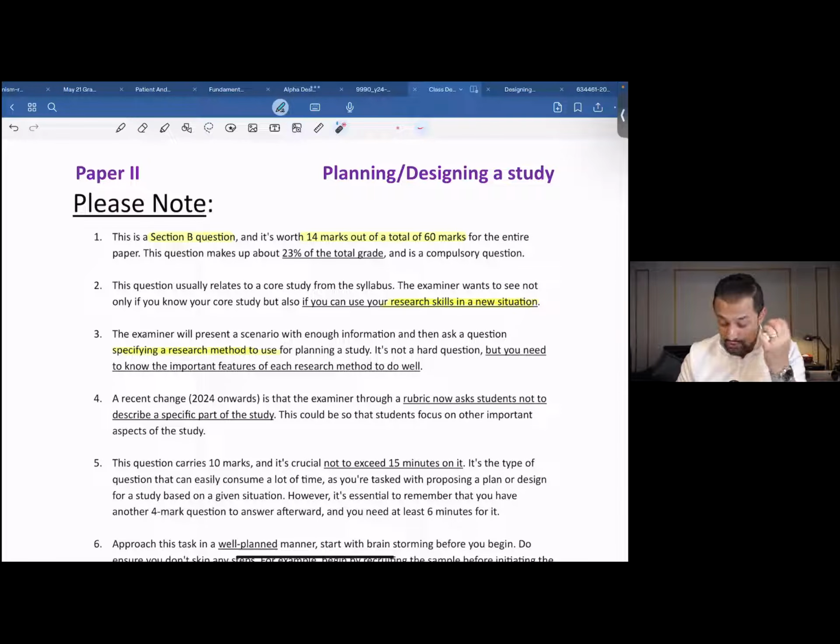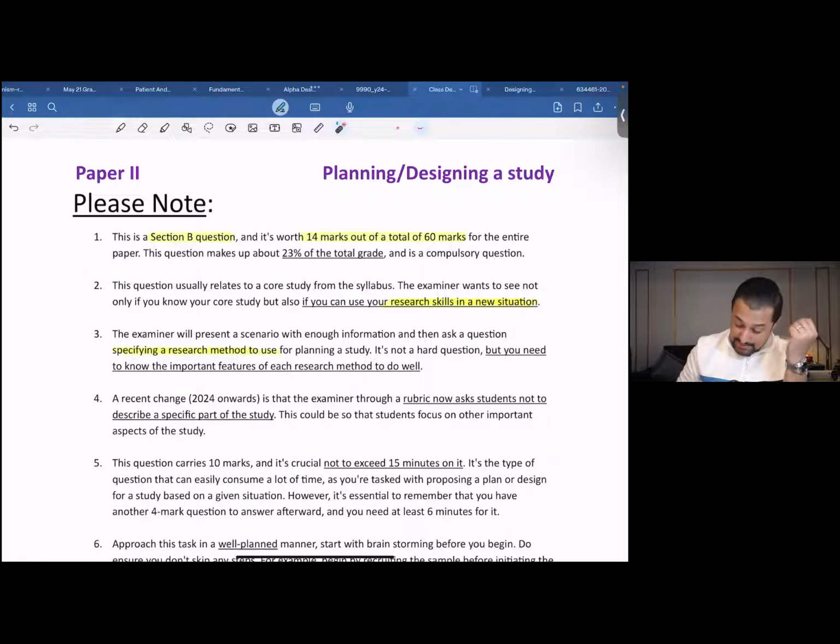Now, how does this make up 23%? 14 divided by 60 into 100. This is about 23%, and this is a number that we cannot simply ignore. It's better that we put in a bit of effort, we understand this question, and then, of course, the more you practice, the more you put your pen to paper, the better you'd end up scoring on this. But before we even start practicing, it's pretty important that we understand the requirements of the question, that we understand what this question is all about.